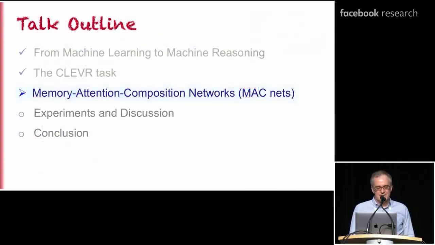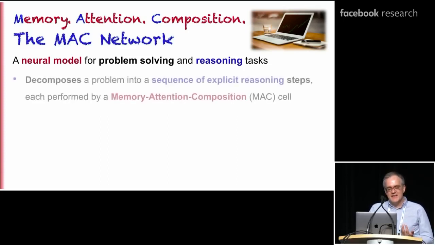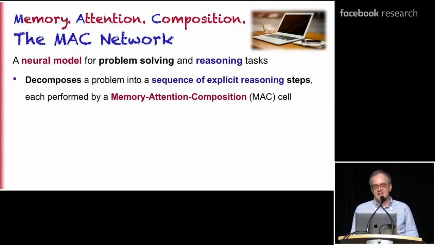Okay, but now what I want to do is move on and tell you about the memory attention composition networks that we've designed. So the idea of this network is how could we custom design from the ground up a neural model which has a better structural prior for problem solving and reasoning tasks. And building on the success of sequential models, this model is explicitly a sequence model, but it's designed to be more constrained in such a way as it encourages it to do a sequence of explicit reasoning steps, each of which is performed by a MAC cell, a memory attention composition cell.